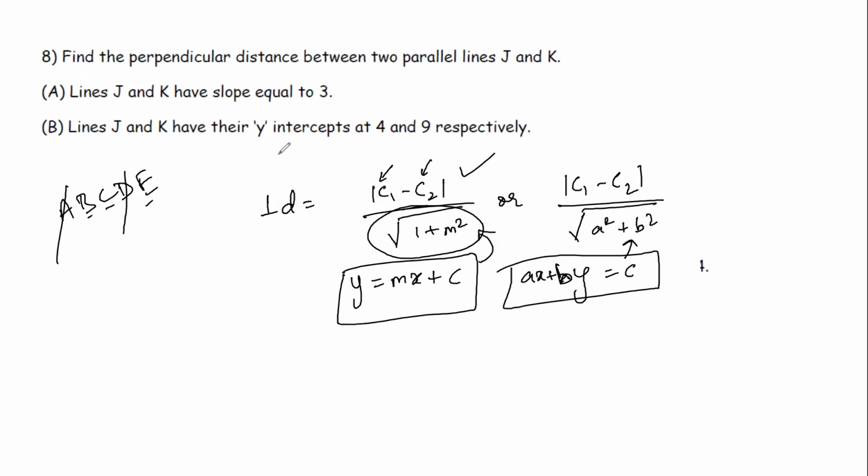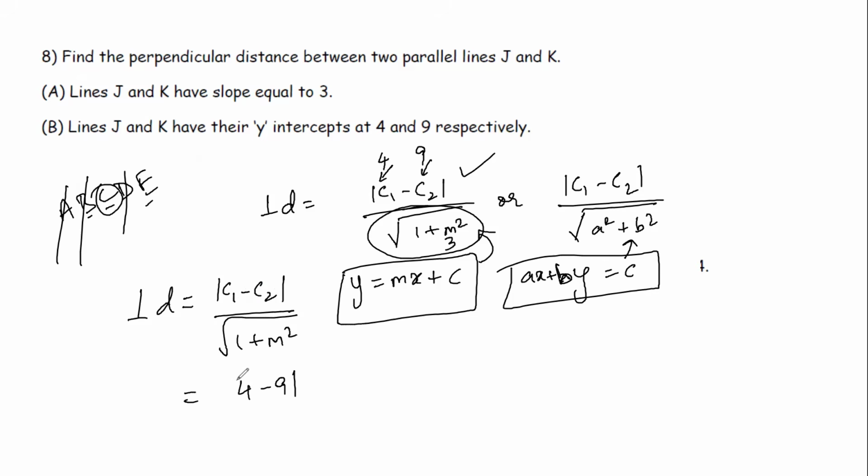Statement B: lines J and K have their y-intercepts at 4 and 9 respectively. So now we got the two intercepts 4 and 9, correct? But it doesn't tell us about the slope. So B also doesn't answer. But when we take both together, then we have the slope also, which is 3, and we have 4 and 9. So the perpendicular distance is the modulus of C1 minus C2 upon root of 1 plus m square. So that is modulus of 4 minus 9 upon root of 1 plus 3 square.